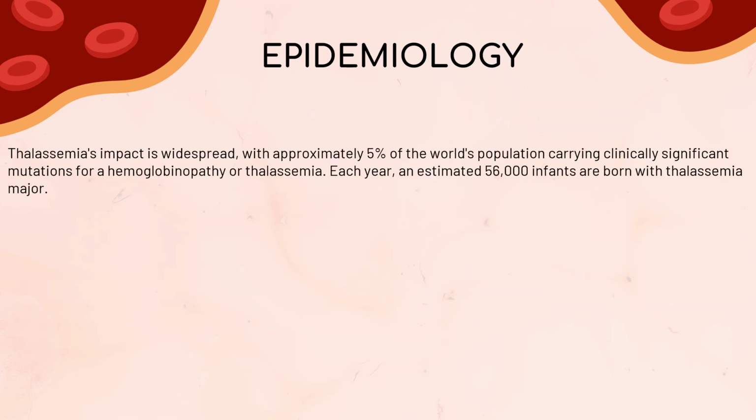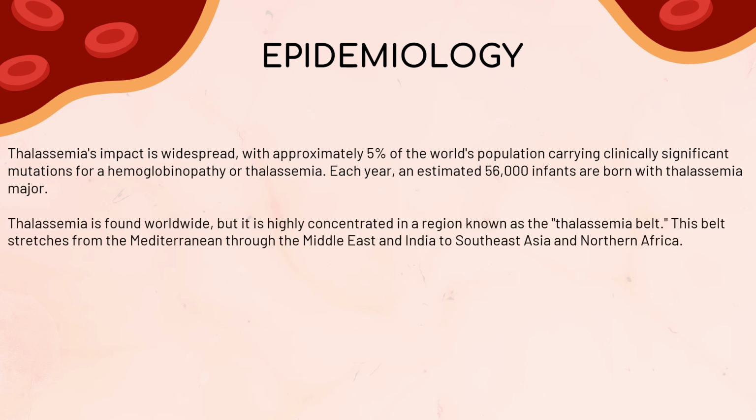Epidemiology. Thalassemia's impact is widespread, with approximately 5% of the world's population carrying clinically significant mutations for a hemoglobinopathy or thalassemia. Each year, an estimated 56,000 infants are born with thalassemia major. Thalassemia is found worldwide, but it is highly concentrated in a region known as the Thalassemia Belt. This belt stretches from the Mediterranean through the Middle East and India to Southeast Asia and Northern Africa.